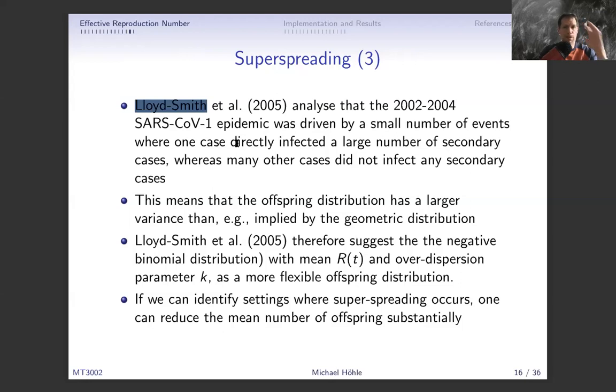The air condition spread it through some of the rooms. So he also managed to infect a huge number of individuals because of this one individual. So he had really a few incidents with a very large number of secondary cases.